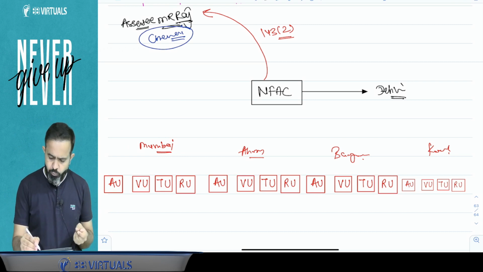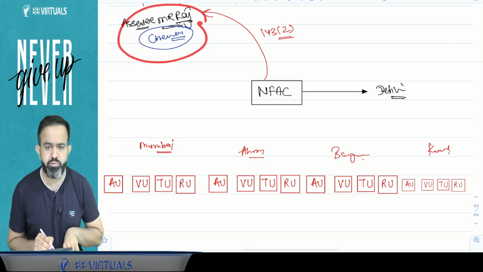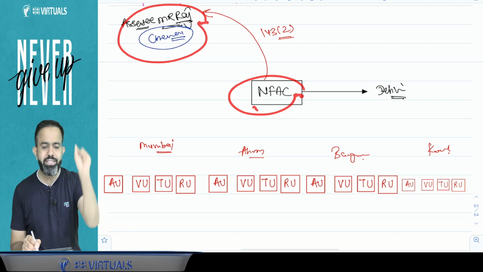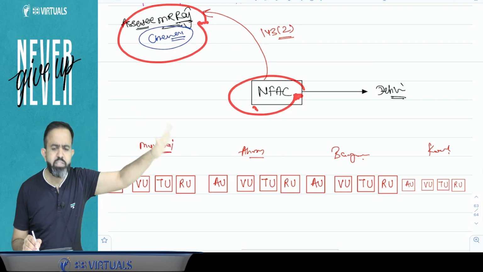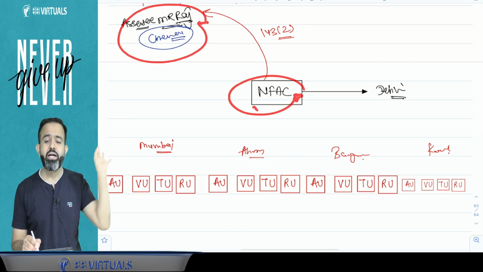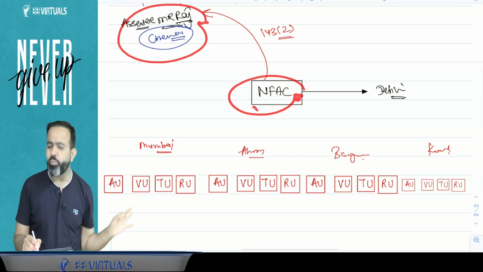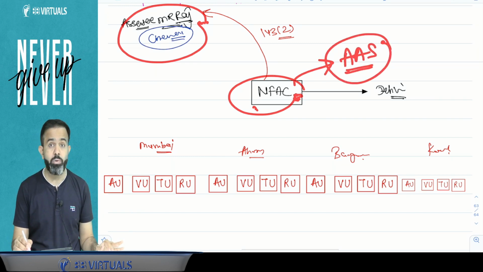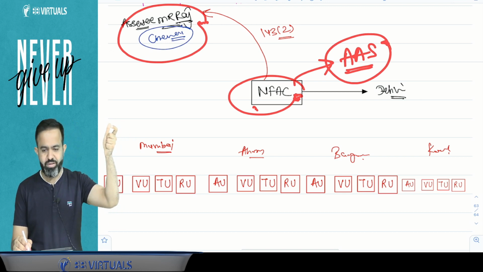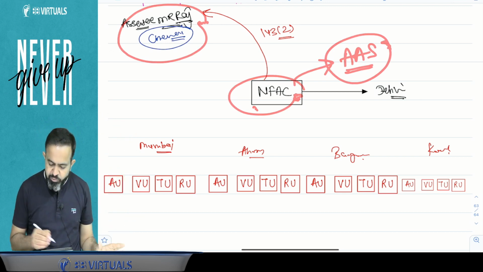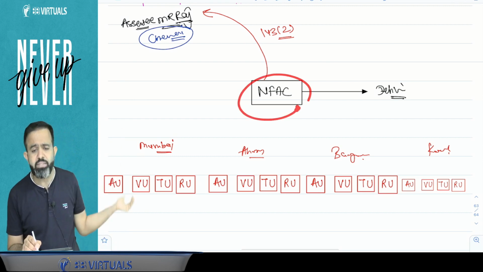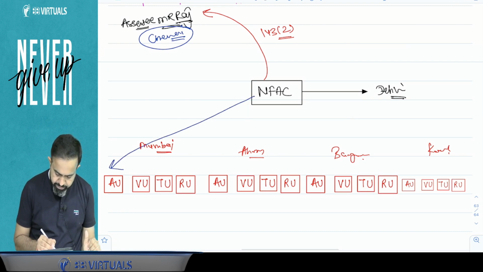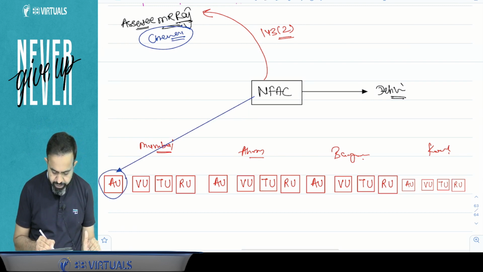Now what will happen? When his case is selected for the assessment in the faceless manner, then this NFAC will allot this case to any of the assessment unit in India through the automated allocation system. There is one system called automated allocation system, and it is a computer based system. Through computer based system, NFAC will allot this case to any of the assessment unit in India. For example, they have allotted this assessment to this assessment unit, and this assessment unit is located in Mumbai.